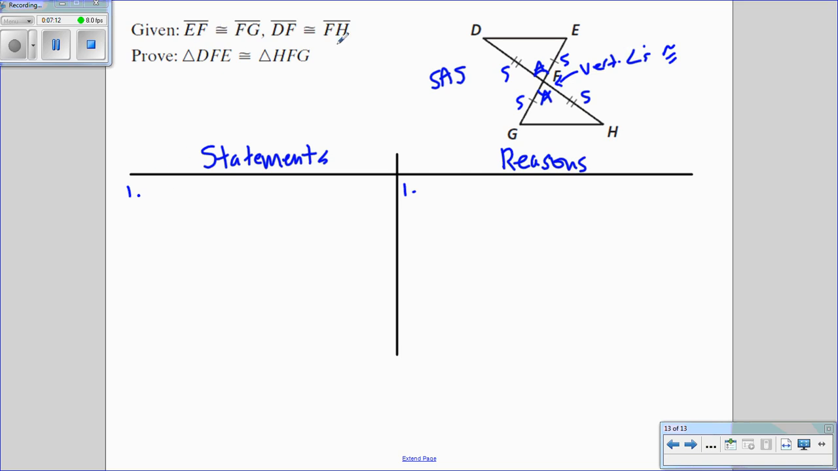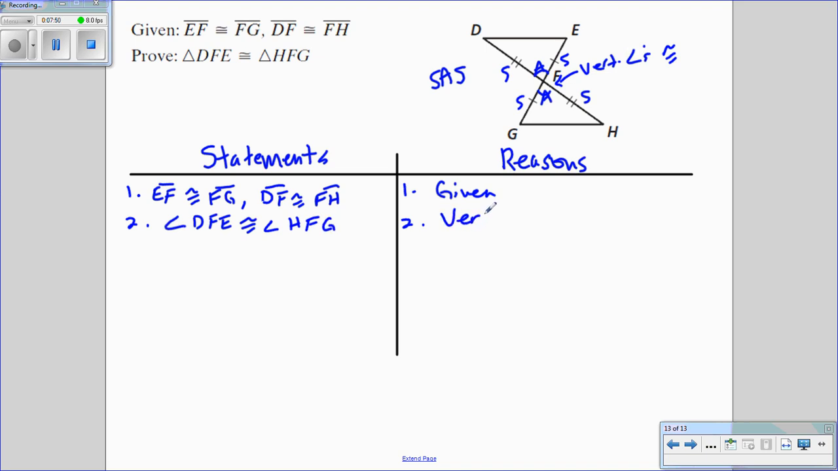So first thing we're going to do is take the given information and write that as statement 1. Okay, the reason is given. Okay, statement 2. We added our vertical angle, so I'm going to label that as statement 2. So angle, let's call it DFE, is congruent to angle HFG. And the reason, vertical angles are congruent.